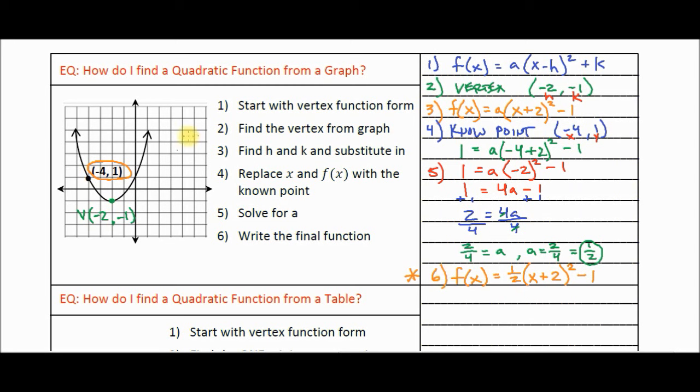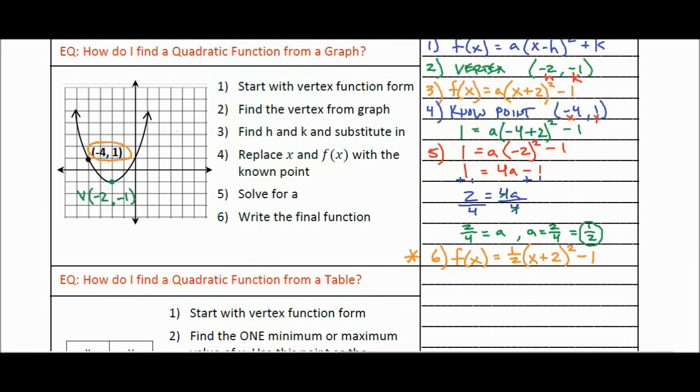In this case, we found out that for this parabola, the function f of x was equal to 1/2, that was our a value, times x plus 2, because negative 2 was the x value of our vertex, squared minus 1 because negative 1 was the y value of our vertex.